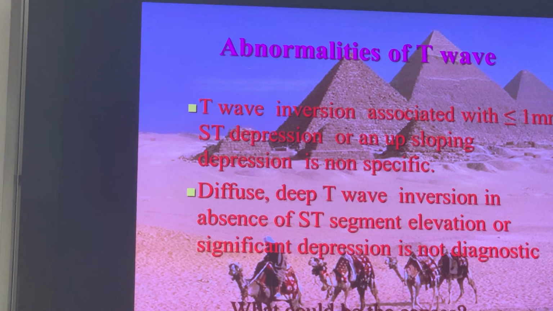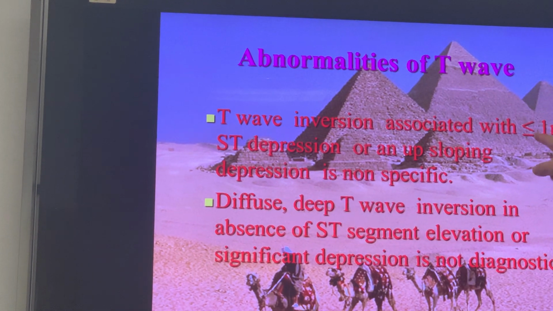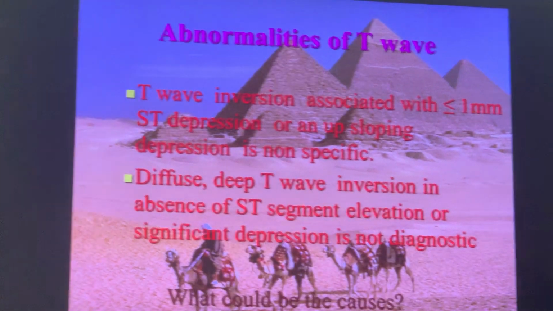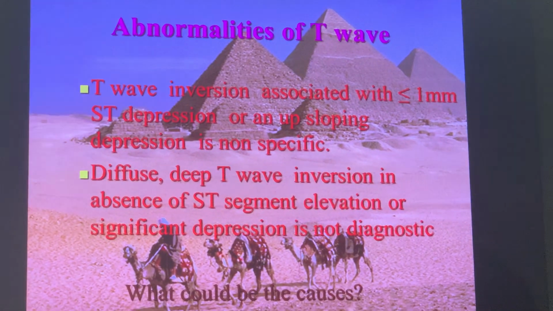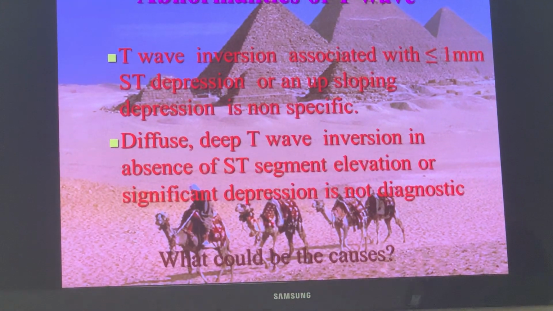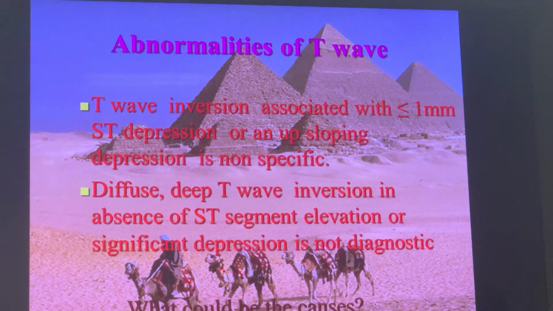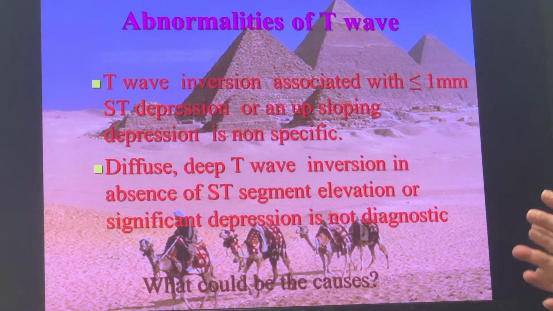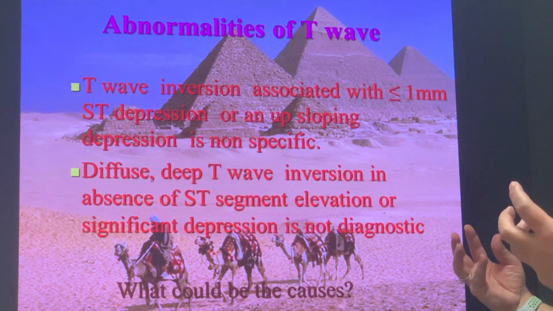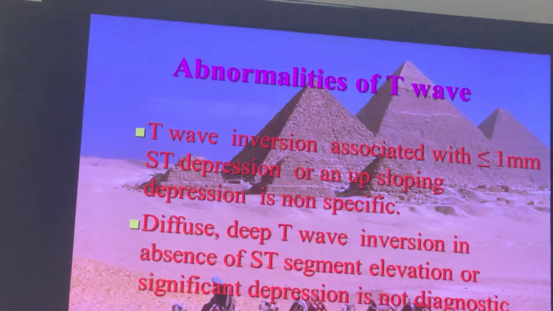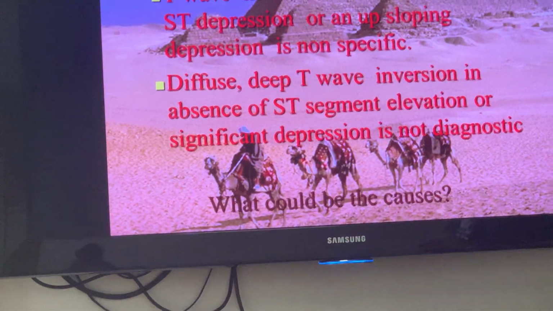As we discussed earlier, any T-wave inversion associated with less than 1 small square of ST segment is non-specific. It's a very poor indicator for ischemia. You cannot tell just from the T-wave inversion that it is ischemia. It is abnormal, we need to look, but we need to put something together to come out with a specific diagnosis.